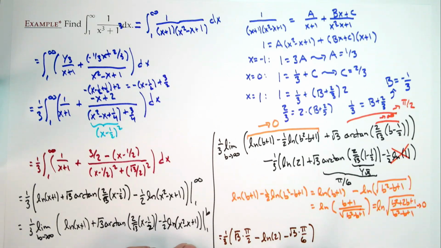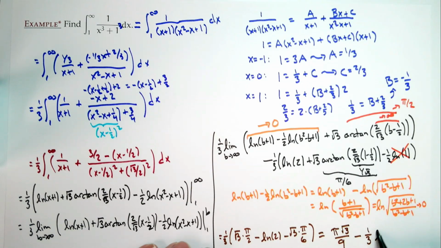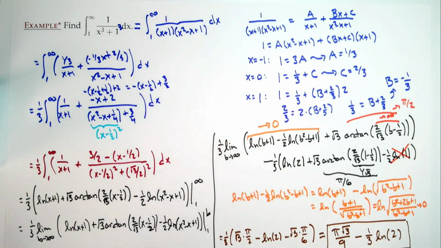Now, there's not a lot we can do, but we can say, hey, there's square root of 3 and pi, so it's really like 1/2 minus a 6. 1/2 is 3 over 6. A 6 is 1 over 6. So if you subtract, that would be 1/3. So what do we end up with? Well, we have 1/3 times square root of 3 times pi times another 1/3. So pi square root of 3 over 9 minus 1/3 natural log of 2. And that's it. That's the answer.